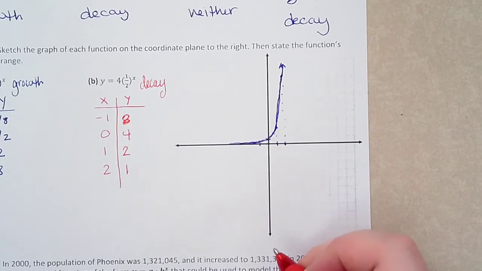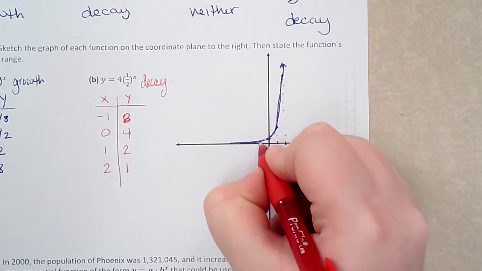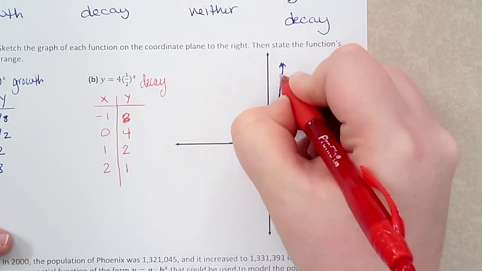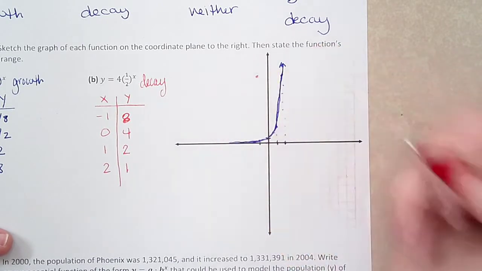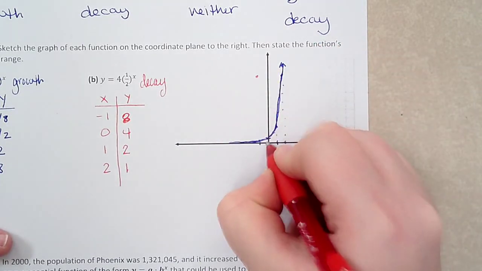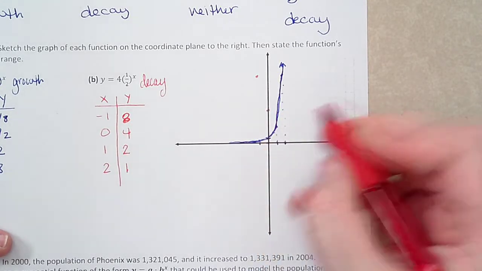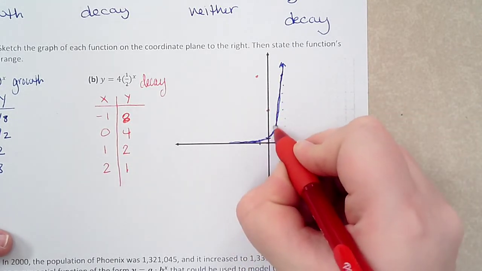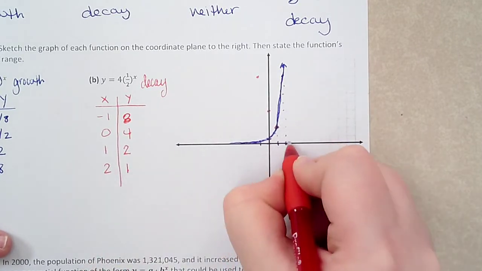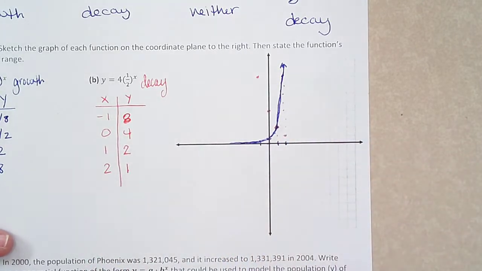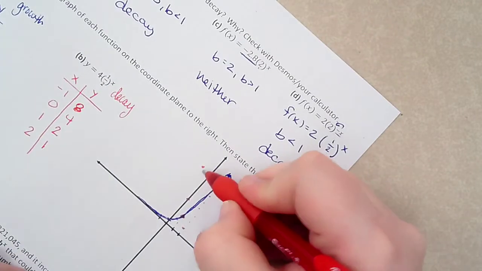So let's go ahead and graph this now. I'm going to go to -1. I notice I get to start all the way up here at 8. When I go to 0, I'm going to cut down to about 4. When I go to 1, I only get to go to 2. And when I go all the way over to 2, I get to go to 1. And I'm going to turn the paper just so I can graph this a little better.